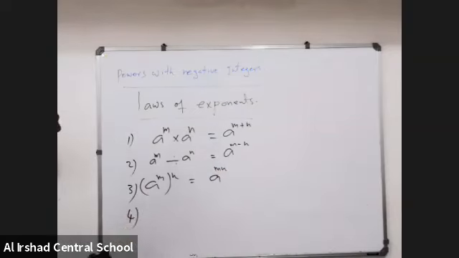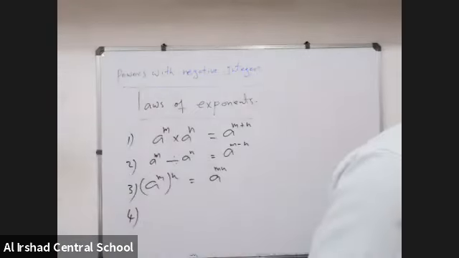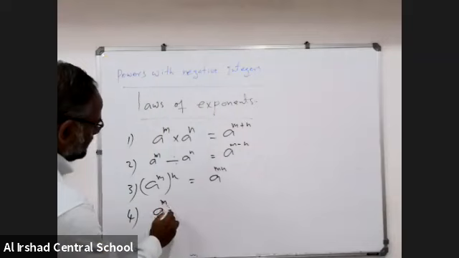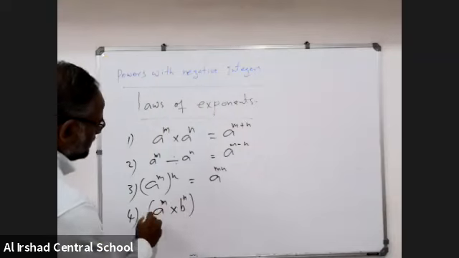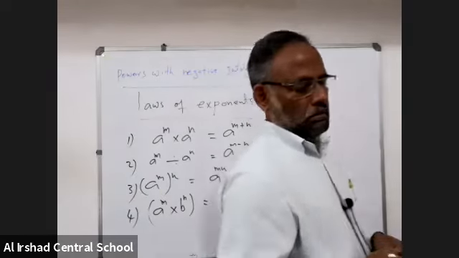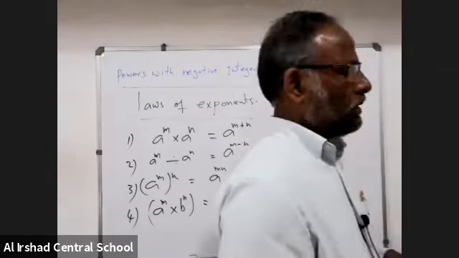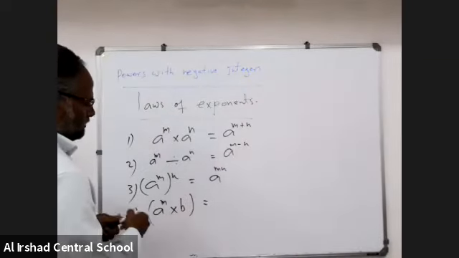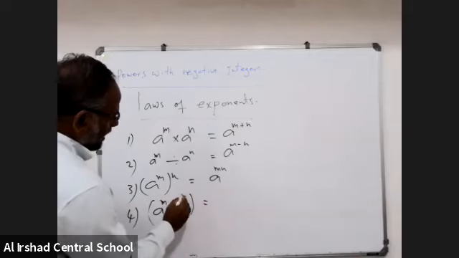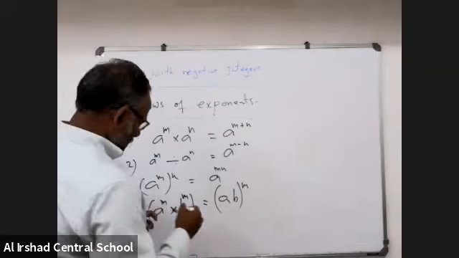Now fourth one, a raised to m into b raised to m. Both are m, then only. This is also m. That means a into b all to the power of m.